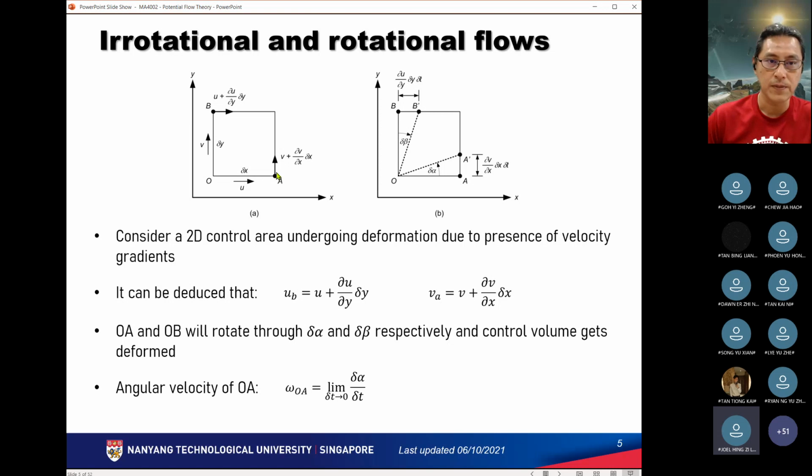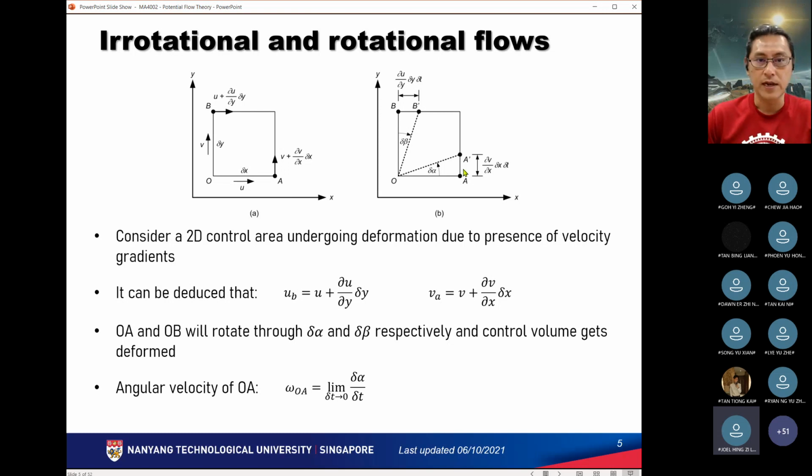Following the same line of reasoning, the velocity along this edge can be written as u plus del u by del y, the velocity gradient between these two edges, multiplied by the distance between these two edges, which is delta y. That's why we have this expression. So now all four edges of this 2D control area are defined in general terms.